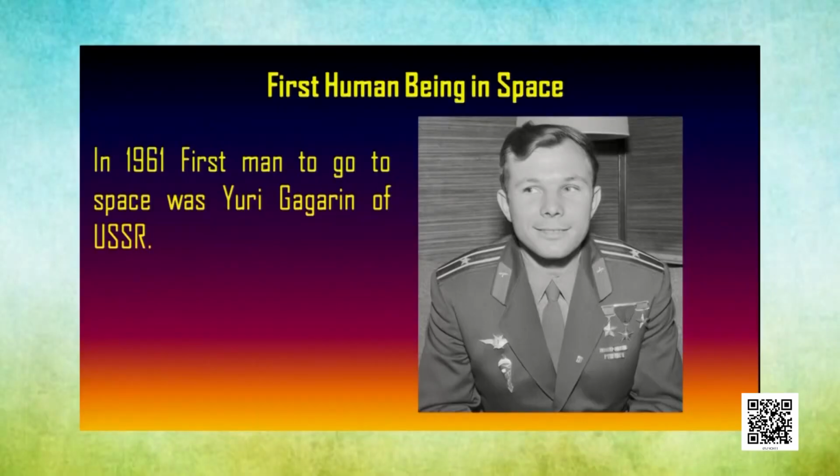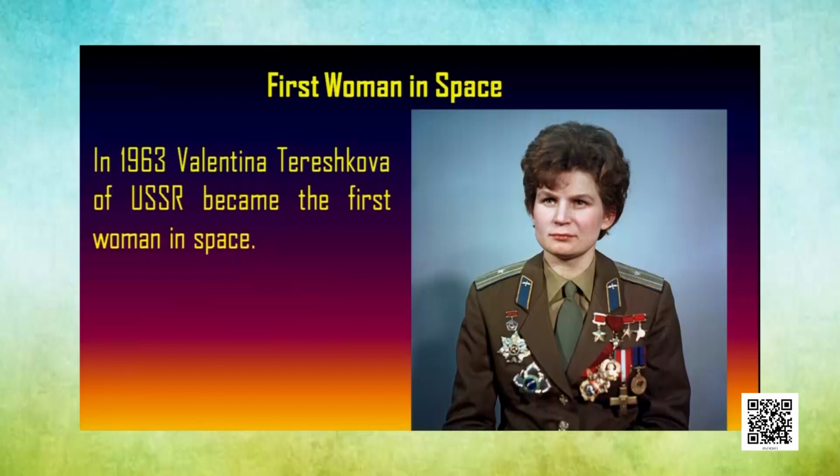Who is the first human being in space? That too by USSR only. In 1961, the first man to go to space was Yuri Gagarin of USSR. He is Yuri Gagarin. First woman in space. In 1963, Valentina Tereshkova of USSR again became the first woman in space. You might be knowing this also.